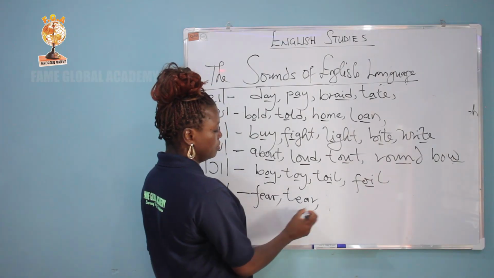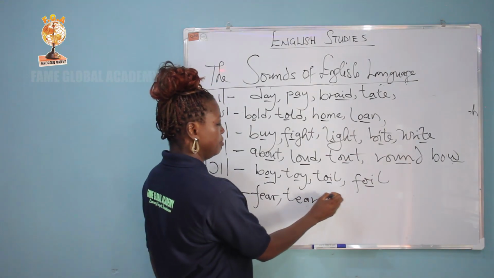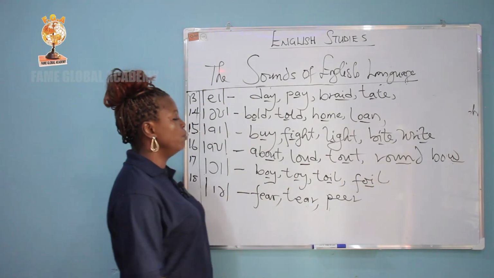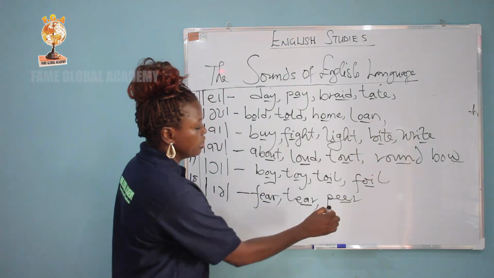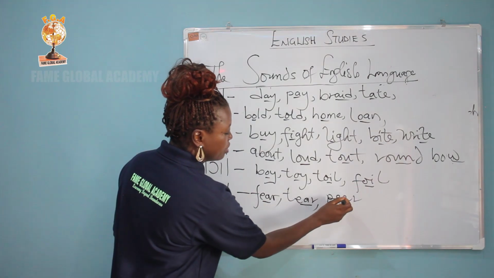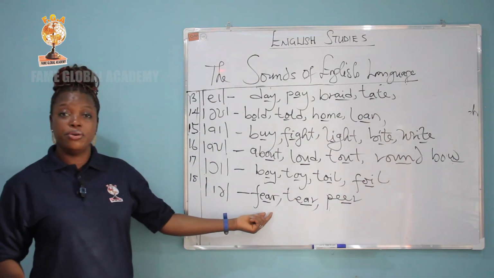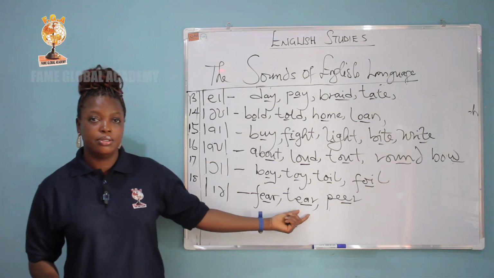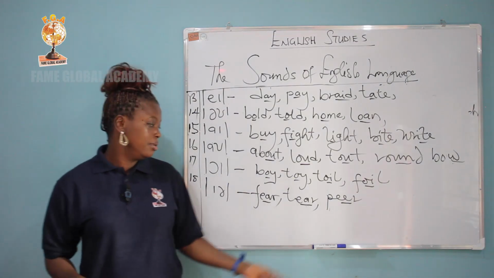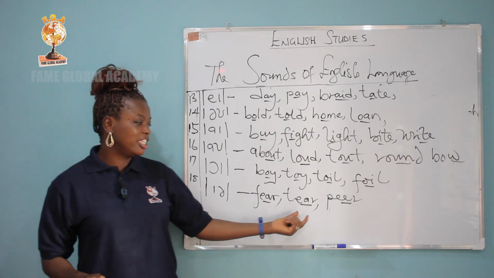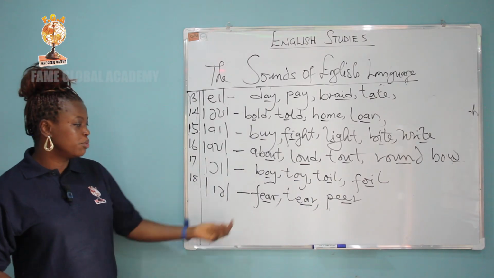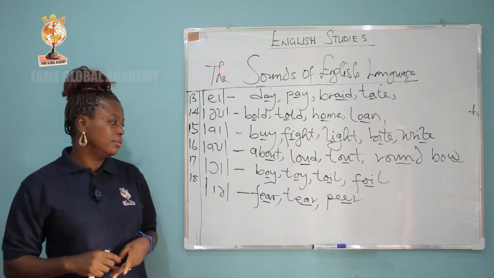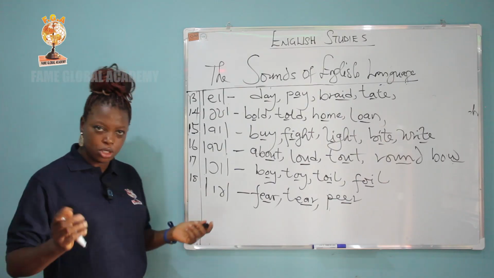cheer, peer, and so on and so forth. So we have these representing it. Fear, cheer, peer, and not fear, tear, and what? Peer. No, it is pronounced as fear, cheer, and so on.